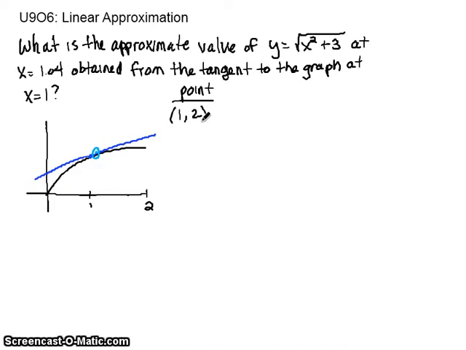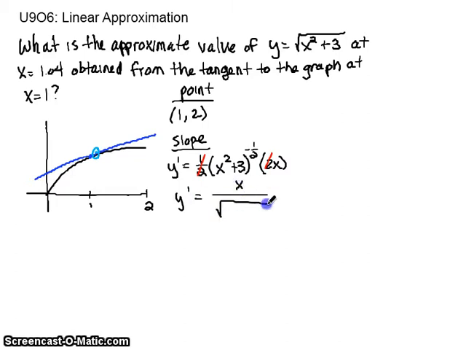And to find the slope, we need to take the derivative. So y prime is going to be equal to 1/2 times (x squared plus 3) to the negative 1/2, and then times 2x because we have our chain rule. So we can simplify this a little bit. Our 2 and 1/2 are going to cancel. So we have y prime is equal to x over the square root of x squared plus 3.